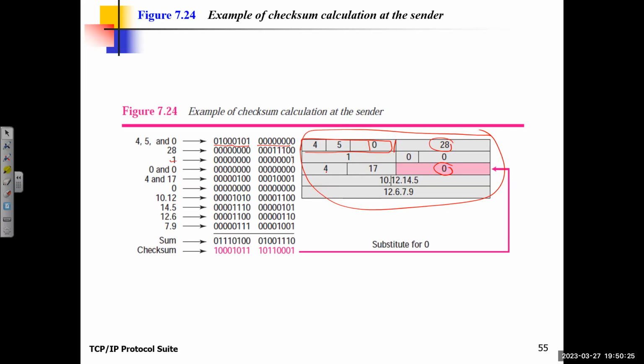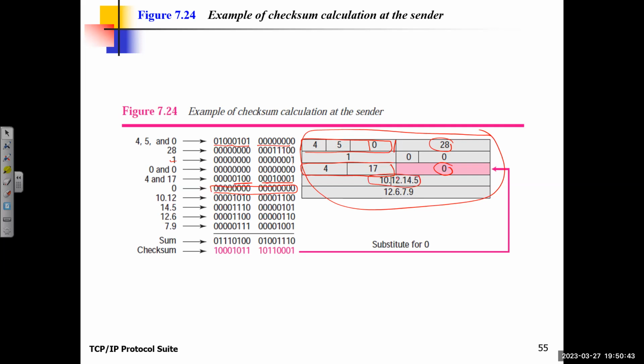Then what will you have? 4 and 17. Remember, we do 16 bits together. So you do 4 and 16, that's 4, and I'm sorry, that's 17. Perfect. The checksum you leave as 0. Checksum initial 0. Then the IP address.